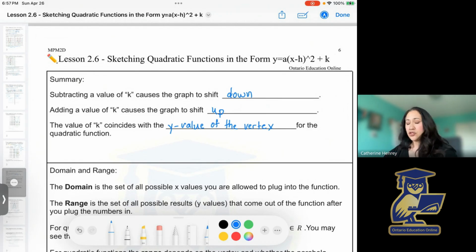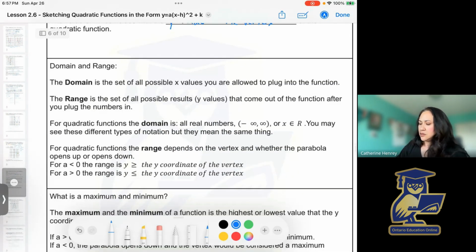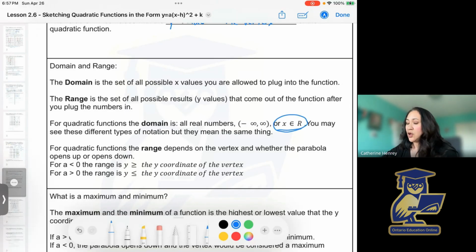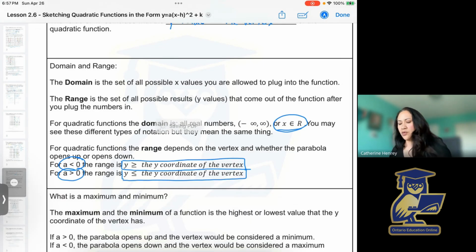So again, let's review the domain and range. Remember, domain for all quadratic functions is all real numbers. Now range is all the y values, and it depends on the value of a. And if you recall from before, if a is less than 0, then the range is y less than or equal to the y coordinate of the vertex. And if a is greater than 0, then y is greater than or equal to the y coordinate of the vertex.